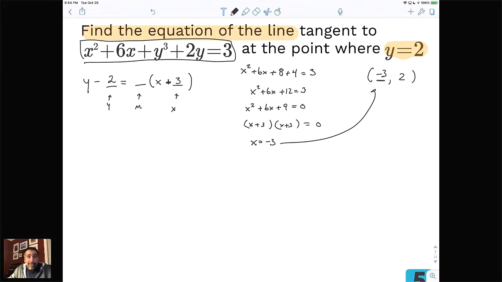And how do we find the slope? Well, in calculus, the way we find slope is always the same. We take the derivative. So here's your last chance to do a practice problem this evening. I'm going to give you guys a second. Would you please take the derivative of x squared plus 6x plus y cubed plus 2y equals 3? We'll check our answers in just a second.